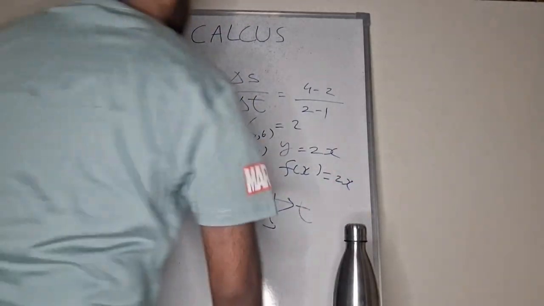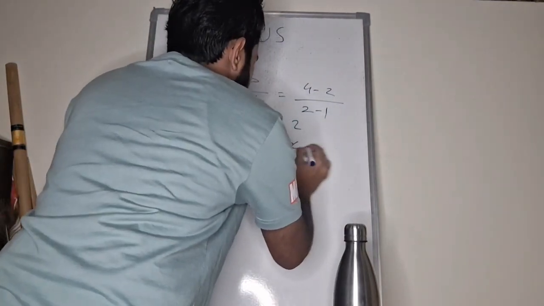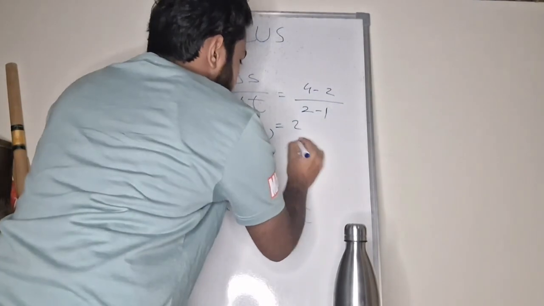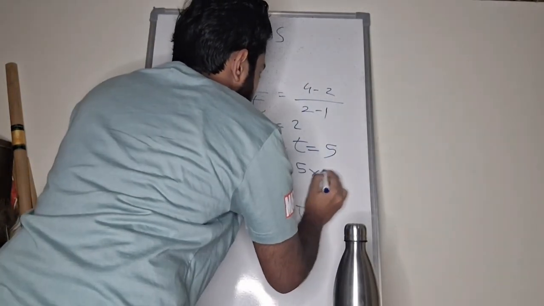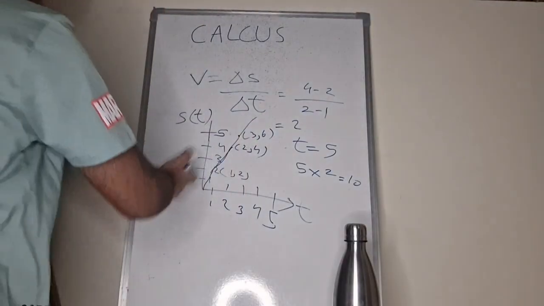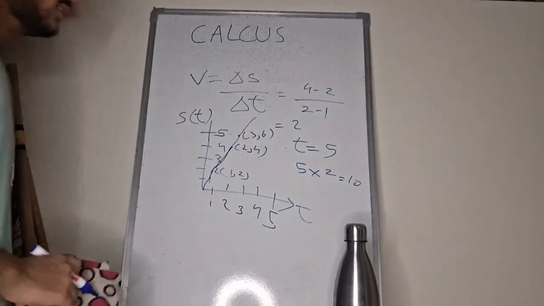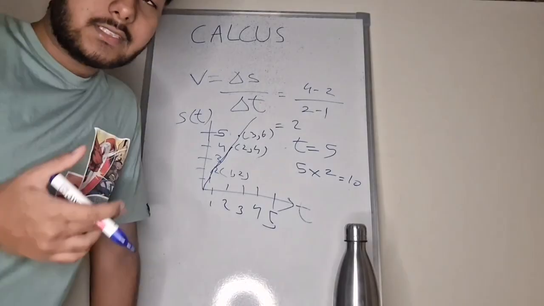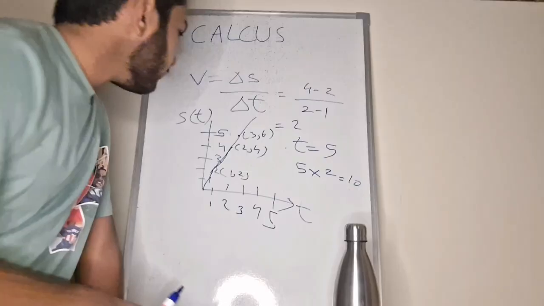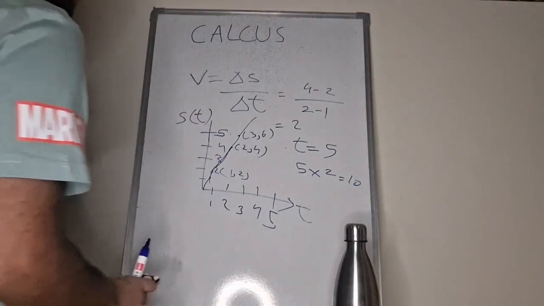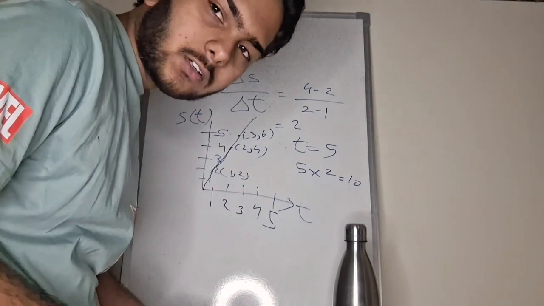So if you put x equals, which is actually t equals 5, then this will be 5 times 2, which is equal to 10. If you put 3, then it will be 6. So this is a linear graph where the velocity is constant. But then comes the graph where the velocity is not constant.